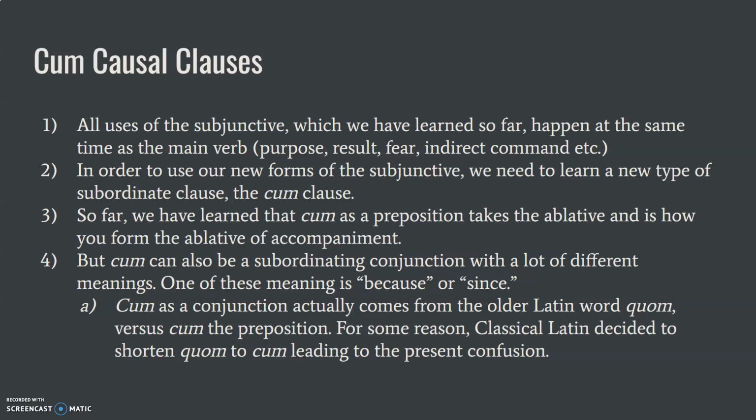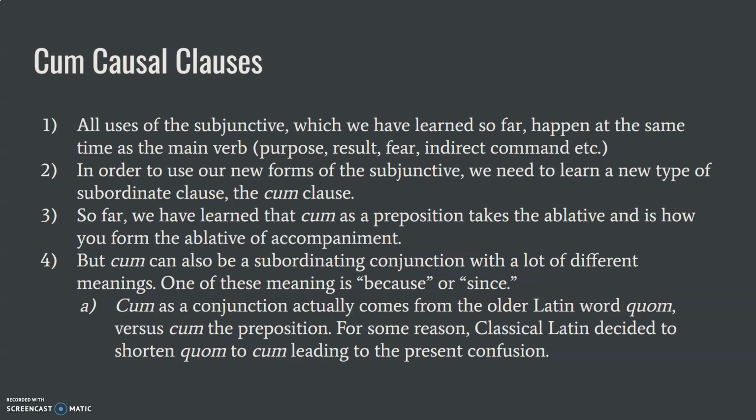Now, to explain why there's this confusion between cum as a preposition and cum as a subordinating conjunction, we have to understand that in older Latin, that is, Latin before 75 BC, and the classical Latin we generally talk about, the subordinating conjunction was quom, Q-U-O-M, versus cum as a preposition. But for some reason in classical Latin around the time of Cicero, they decided to shorten quom to cum, using the same spelling for both different words, which leads to the present confusion. So, anytime you spot cum, you have to decide, is this a preposition or is this a subordinating conjunction?